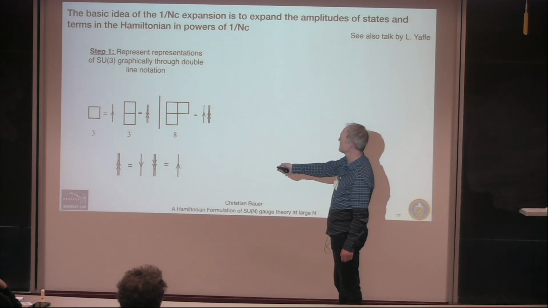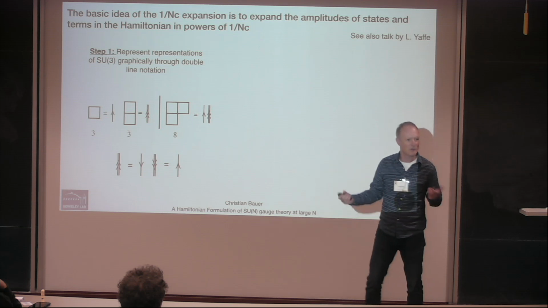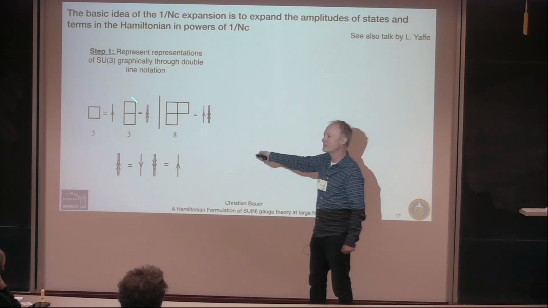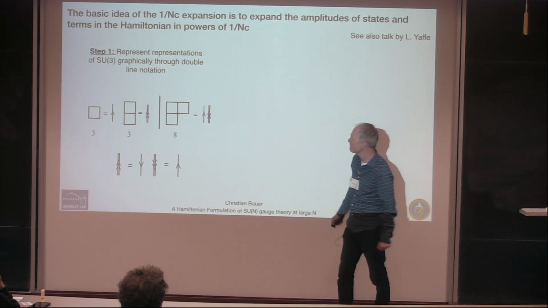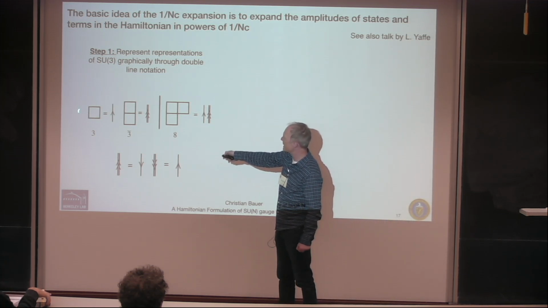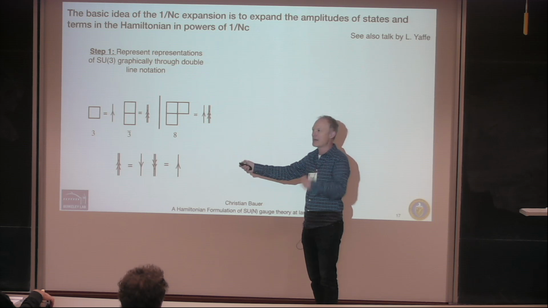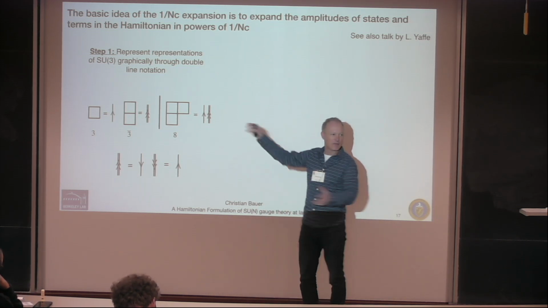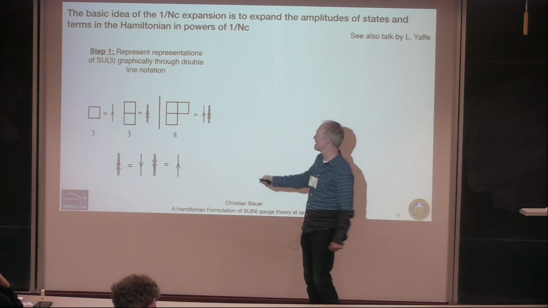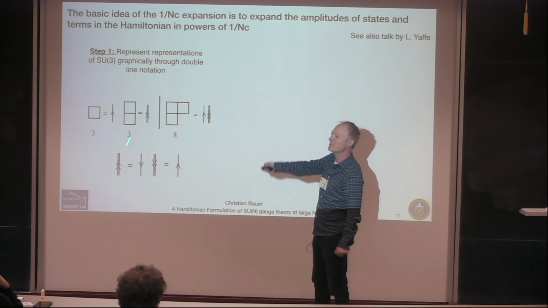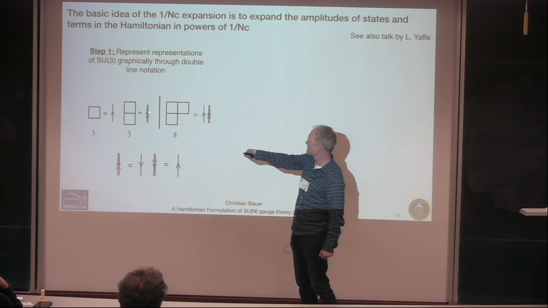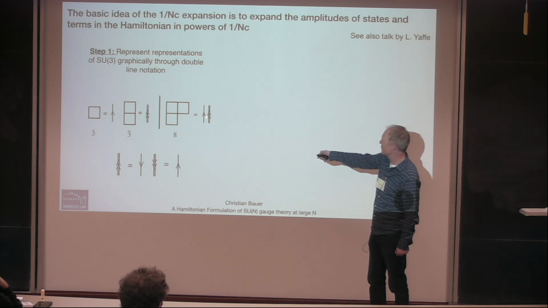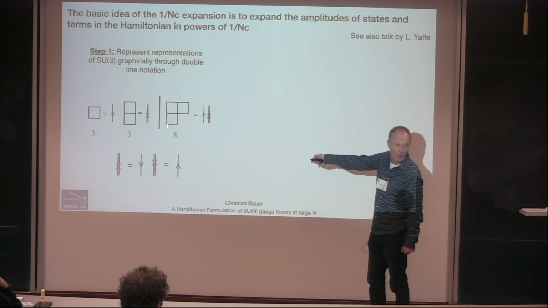So let's use some Young tableaux for a second. Here's a 3 representation. Here's a 3 bar representation. Here's an 8 representation. And for each box in my Young tableau, let me draw a line. So I'm essentially coming up with a different graphical representation of Young tableaux. If I have 2 antisymmetric boxes, I put 2 double lines through here. So an 8 representation would look like a single line plus a double line.